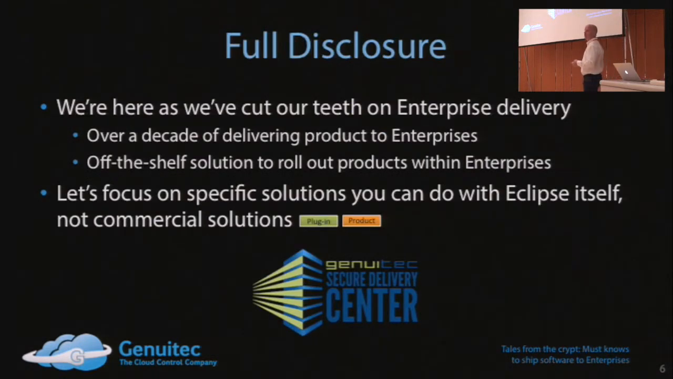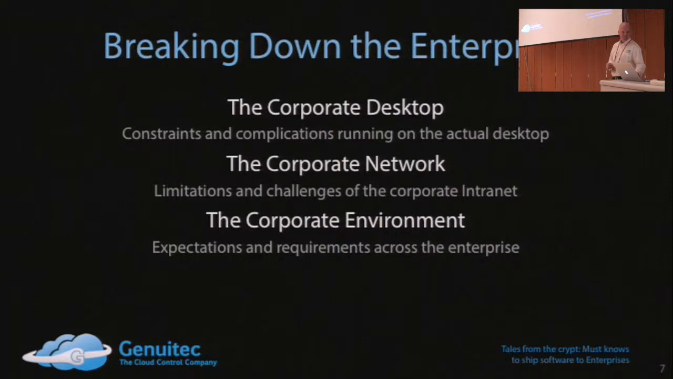Why are we here? We've been doing software delivery for many years. We were part of the committees starting P2. We have our own commercial product, Secure Delivery Center. I'm not here to pitch that, don't worry. We'll be talking about general solutions you can do for your technology. But this is based on going to, I think we have 70% of the Fortune 100 customers, 70% of the Fortune 100 are customers of ours. It's hard delivering across that array of desktops and enterprises.